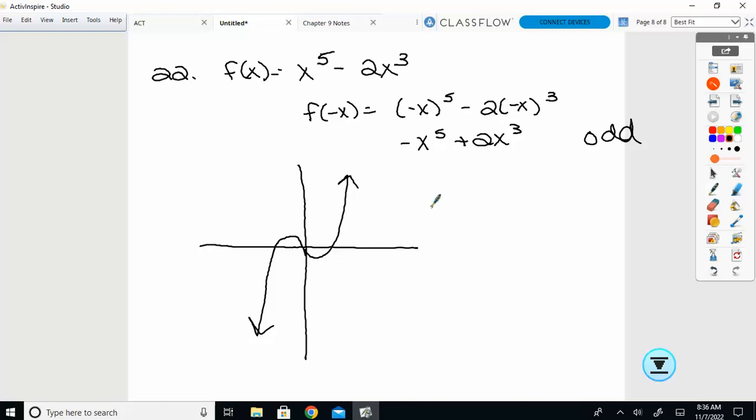How do you know if something's a function? It passes the vertical line test. What else? You guys are good with domains. If it's a fraction, what do we know? The bottom can't be 0. If it's a square root, the inside is greater than or equal to 0.